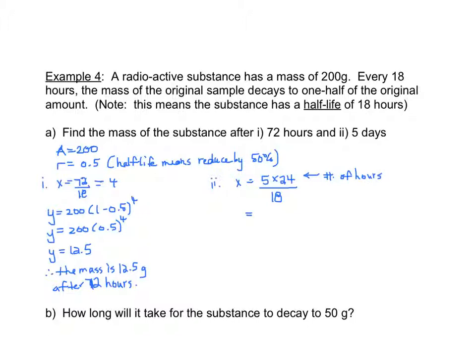So our exponent in part B works out to 6.67. So now we put that into our formula. So 200, it'll be 0.5 now to the exponent 6.67. So after 5 days, the mass is about 1.96 grams.